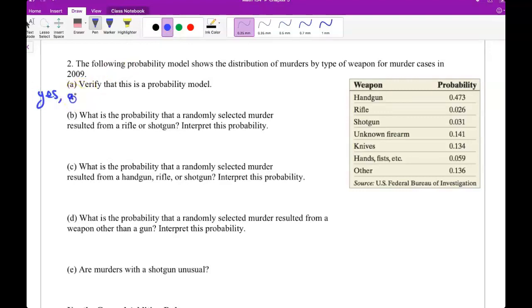We have a probability model, and that is because all probabilities are between 0 and 1, and add up to 1.